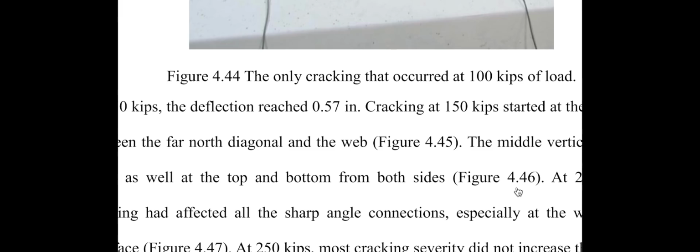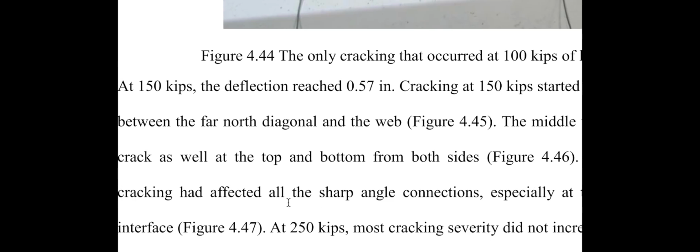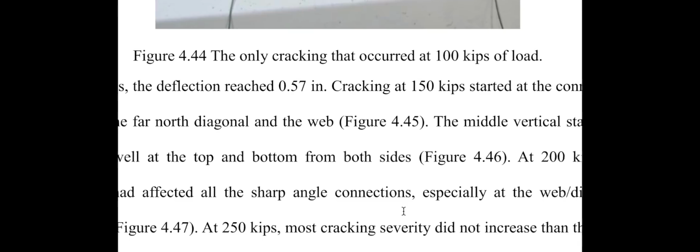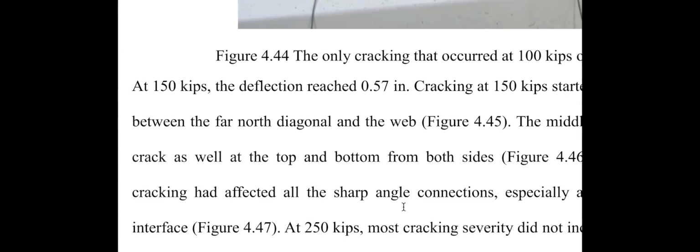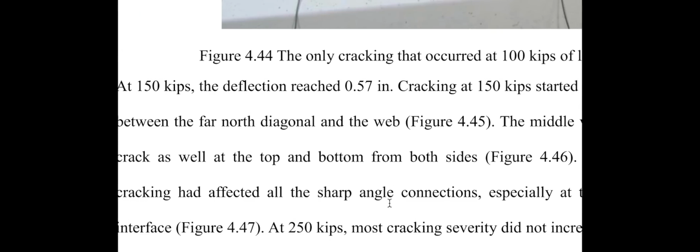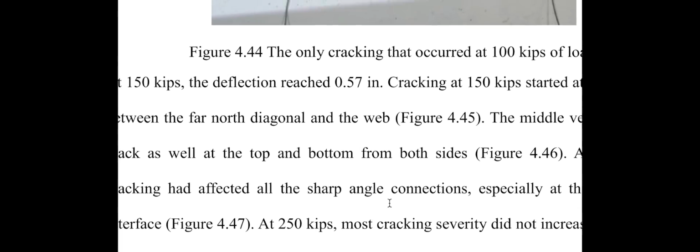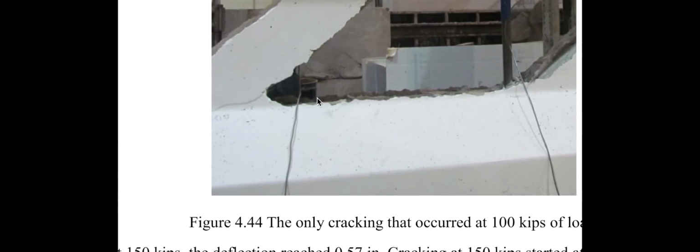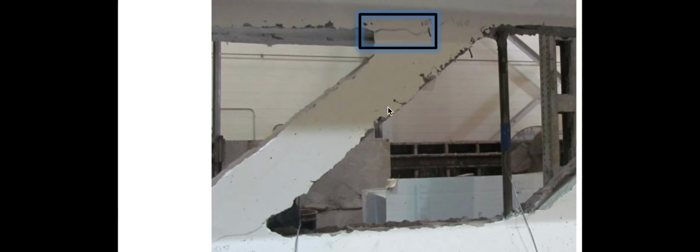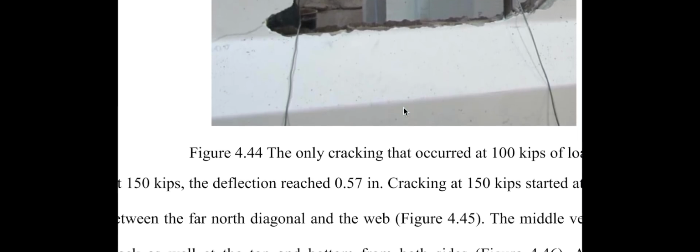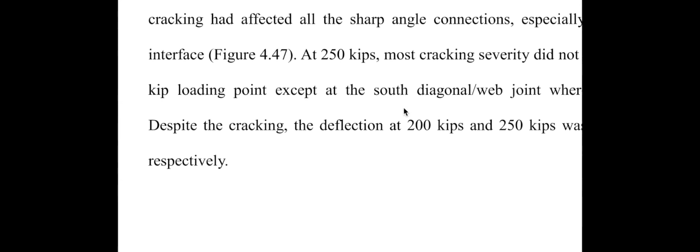And there we have it again. Okay, at 200 kips, the cracking had affected all the sharp angles connected, especially at the web diagonals interfaces. Sharp angles. This is where they determined that they should make them round. Going back to this, these are the sharp angles. This is what they're saying. They're blaming it on sharp angles. I just think that's just wrong thinking, but heck, this study's sharing data.